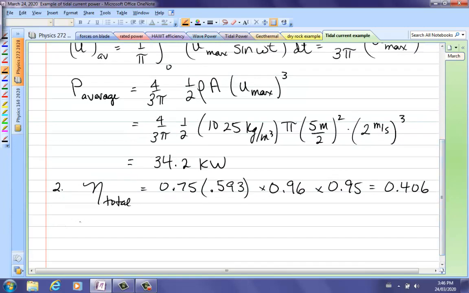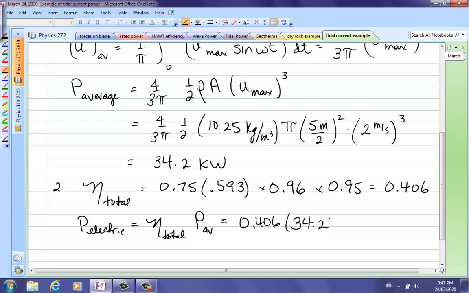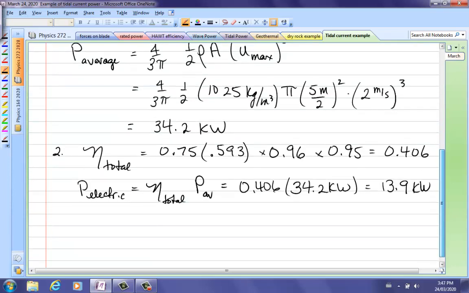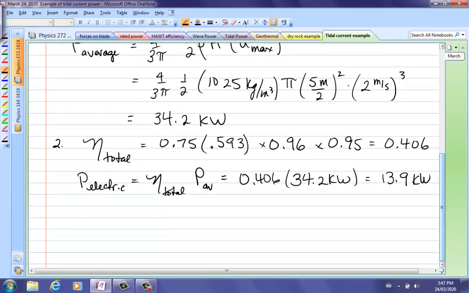And so the electric power here would be the total efficiency times that average. So we'd have 0.406 times 34.2 kilowatts for an electrical power of 13.9 kilowatts. It's not huge, but it is something.